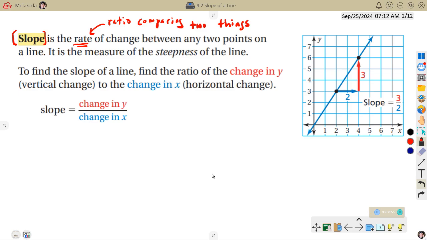What are we going to compare here? We're going to compare the change in y to the change in x. And see, it's written as a ratio because it's a rate. So where have we seen rates before? We've seen rates in distance equals rate times time. So the rate there would be distance divided by time, like miles per hour or feet per second. Okay, so this is the same.